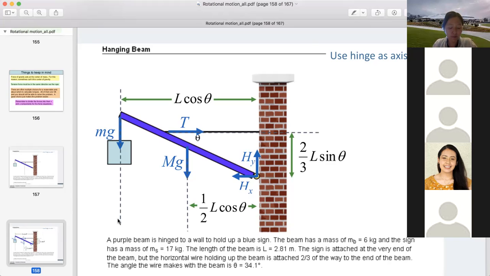Now, if you labeled everything, when you go ahead and try to write down your torque equation, it becomes much more simple. So before we move on to talk about our torque equation, are there any questions about this diagram, how we came up with this diagram and the distances? Could you briefly explain where the L cosine theta came from?